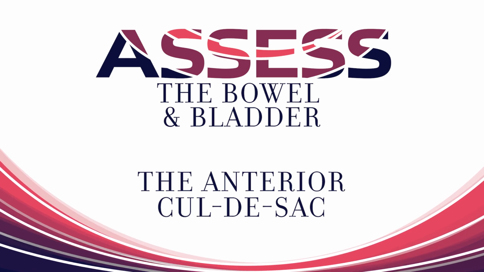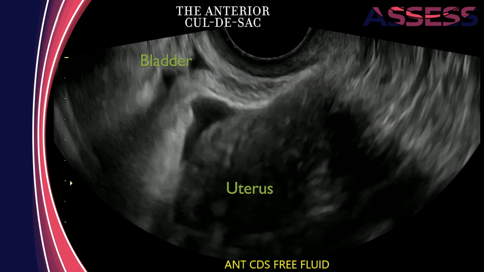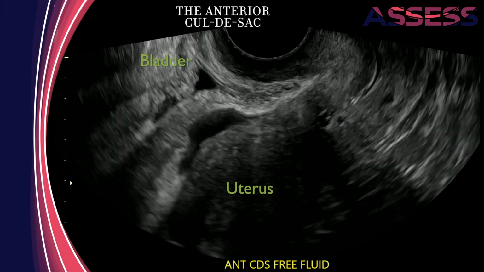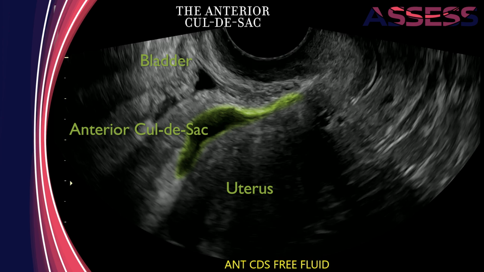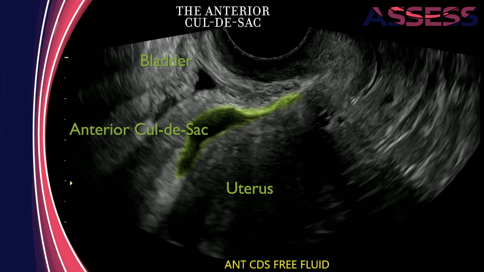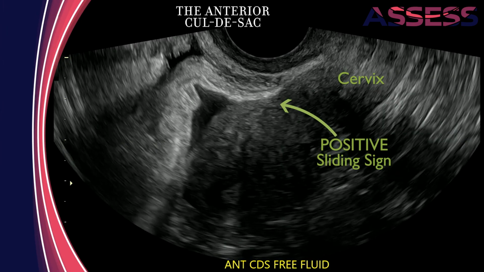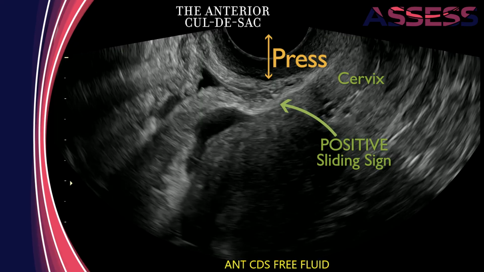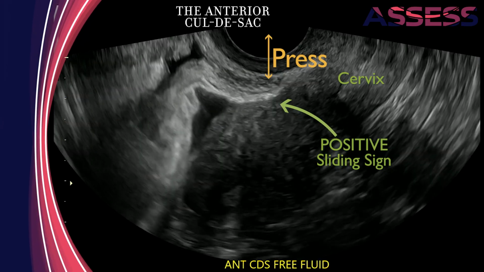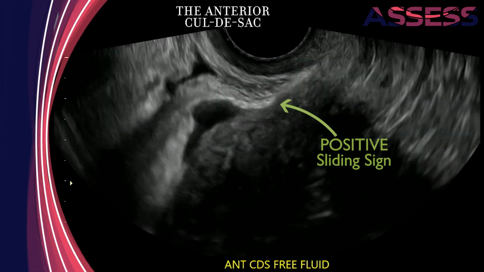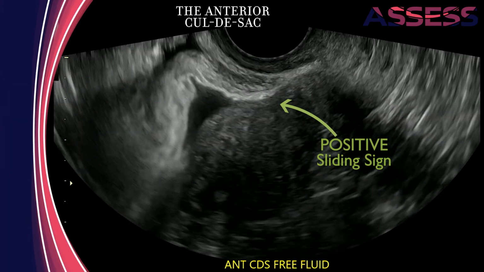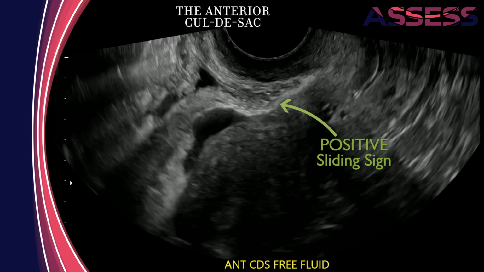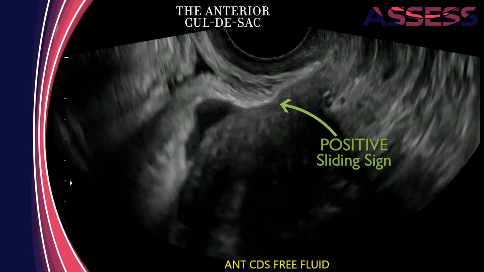The anterior cul-de-sac. The anterior cul-de-sac, ACDS, is the potential space between the uterus and the bladder. It is an extension of the peritoneal cavity and is lined with peritoneum. When performing the sliding sign maneuver, apply pressure in the anterior fornix, just superior and anterior to the cervix. It should be possible to see motion of the bladder serosa versus the anterior aspect of the uterus. The anterior cul-de-sac may contain free fluid.